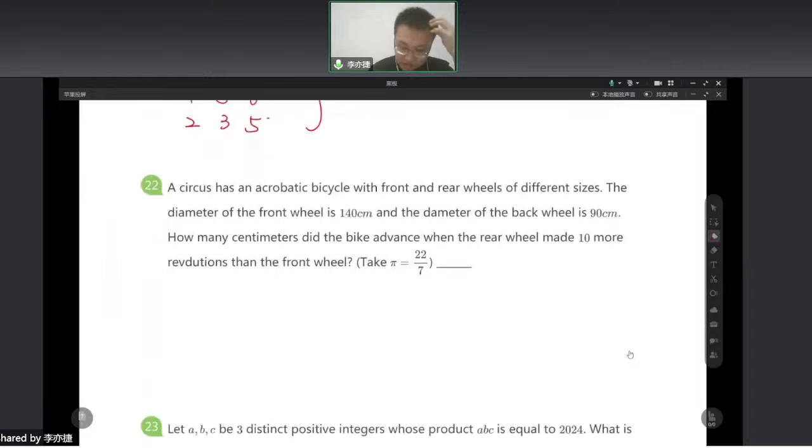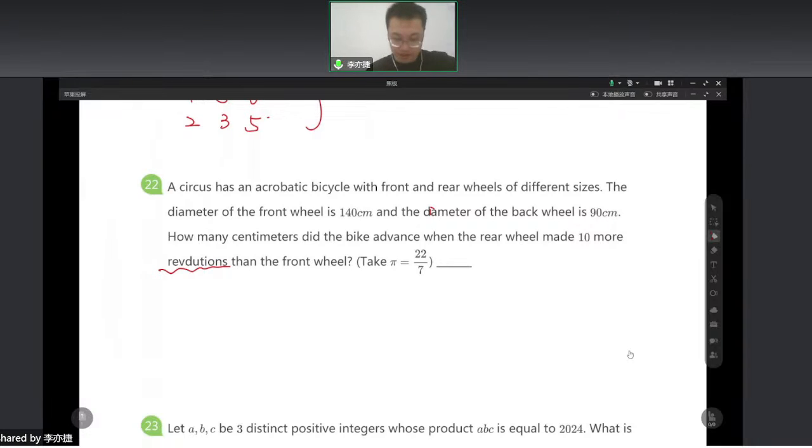So question 22. So what's the question? A circus has a bike with front and rear wheels of different sides. The diameter of the front wheel and the diameter of the back wheel is 90. How many centimeters did the bike advance when the rear wheel made 10 more revolutions? So what's the meaning of this? Maybe just make 10 more wrong.